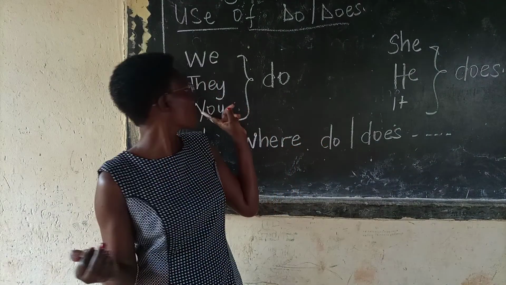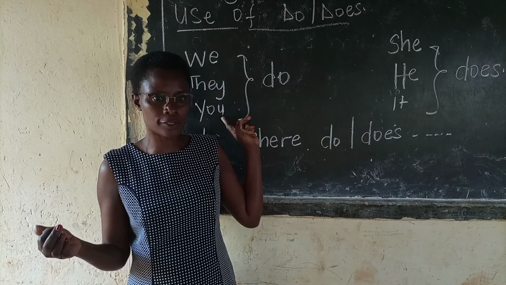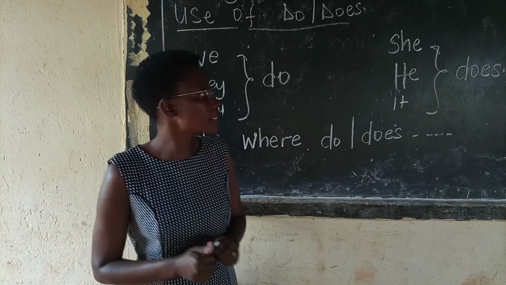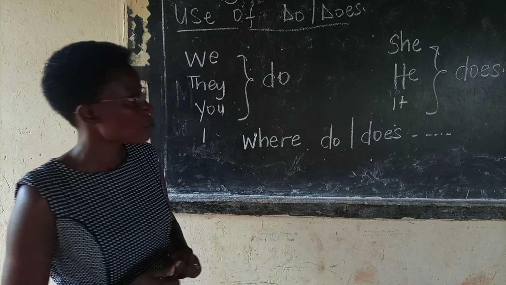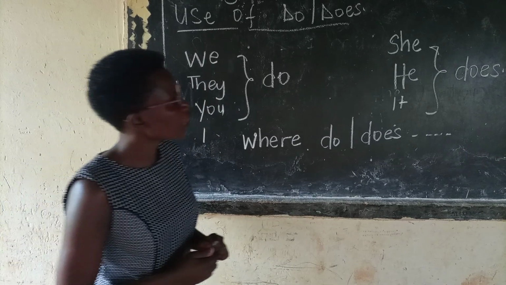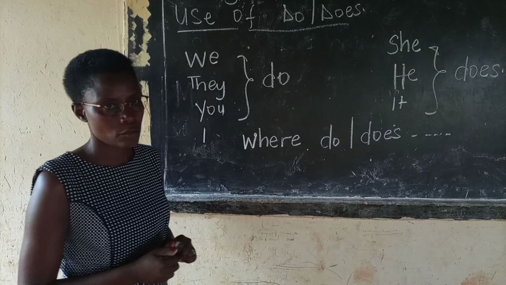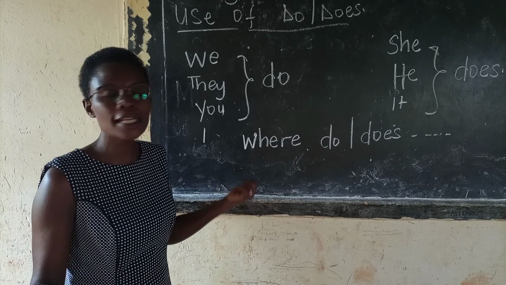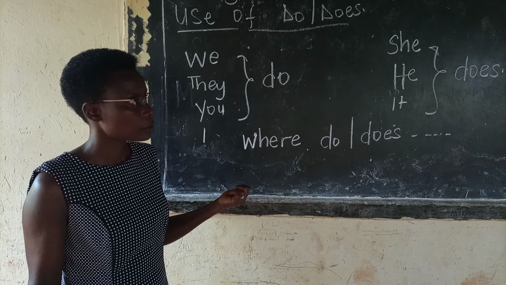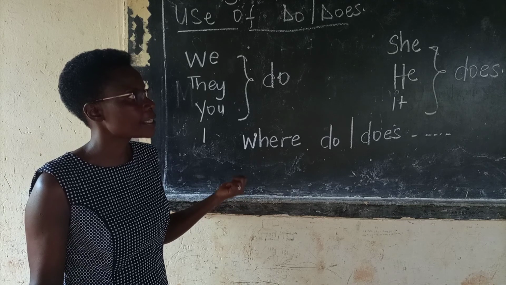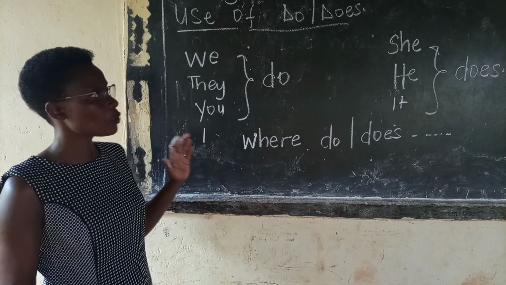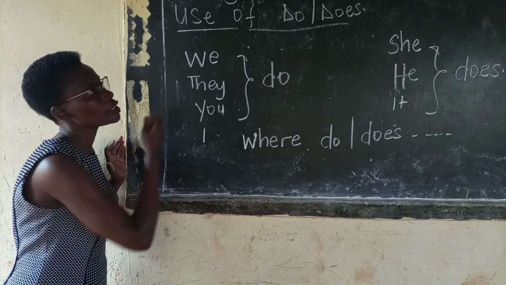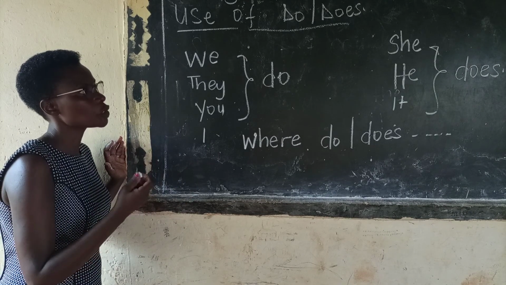Where does she get her food from? Where does he sleep? So we can ask questions using where and using all these pronouns while using do and does.